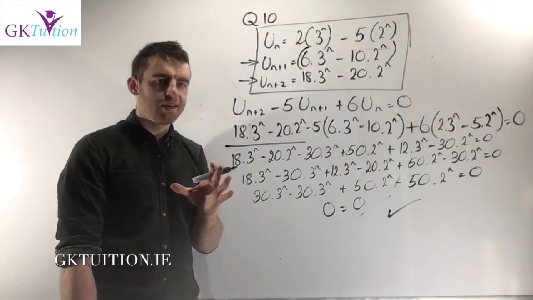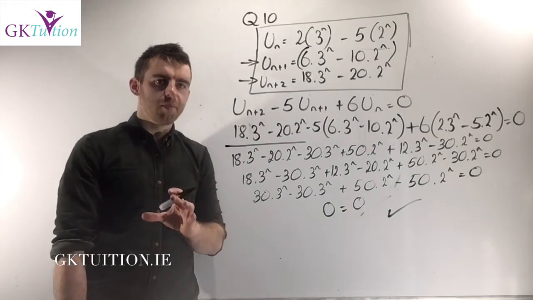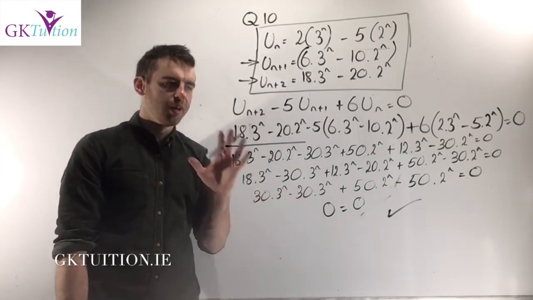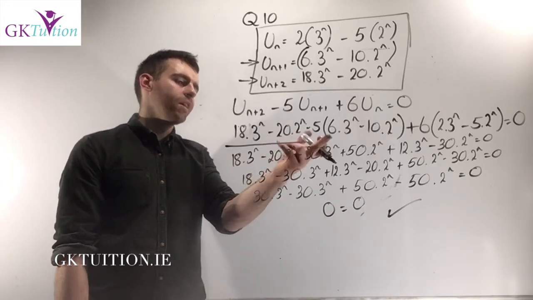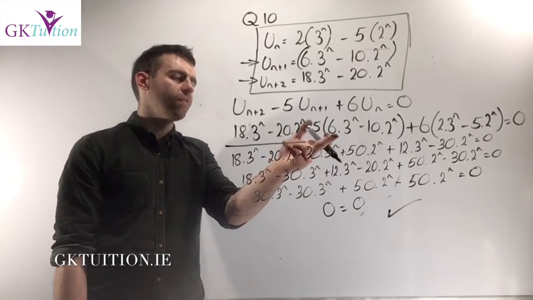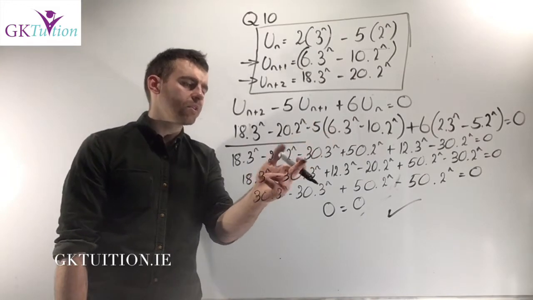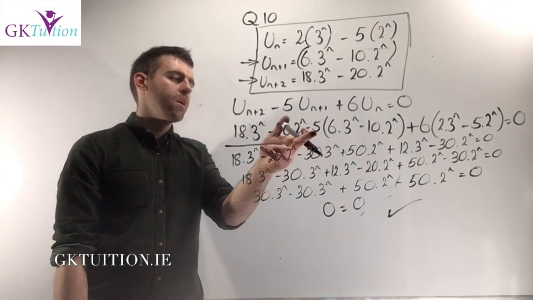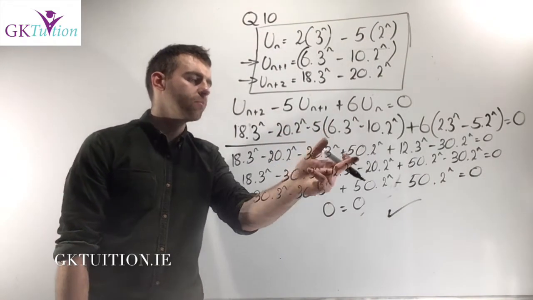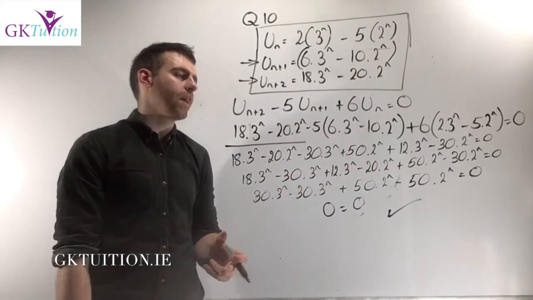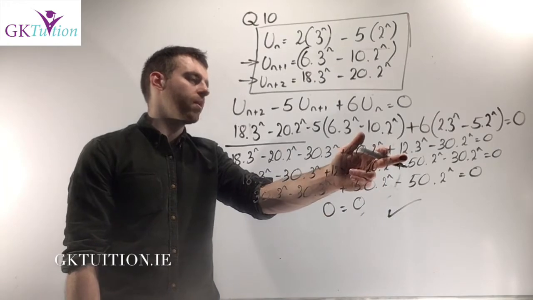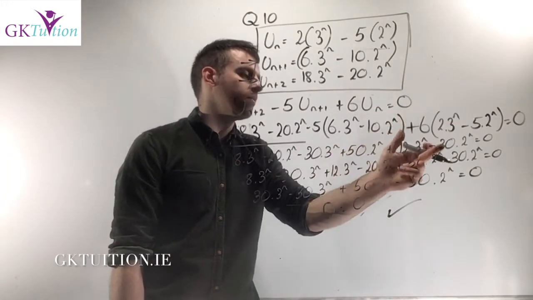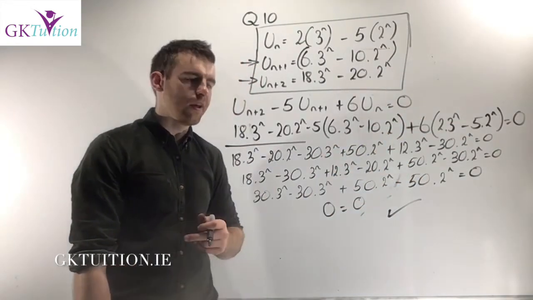Now, once again, the things with the unknowns and the powers cannot be multiplied. You have to leave them as 3 to the power of n's and 2 to the power of n's. But what I can do, for example, with this is minus 5 by 6 gives me minus 30 times 3 to the power of n. Minus 5 times minus 10 becomes plus 50 times 2 to the power of n. Here I can multiply 6 by 2 and get 12 times 3 to the power of n. 6 by minus 5 becomes minus 30 times 2 to the power of n.